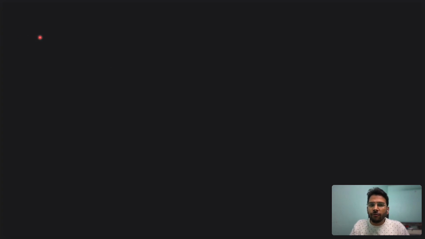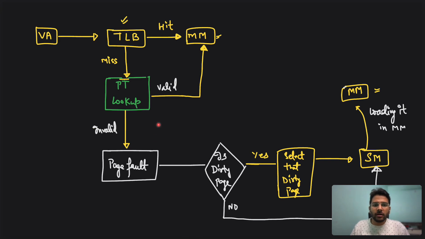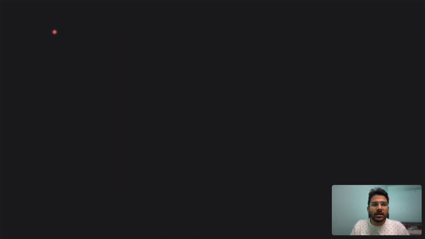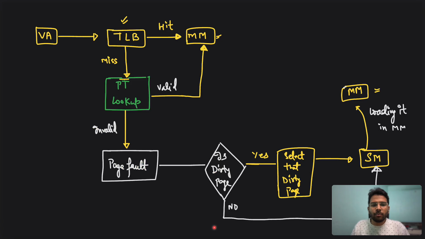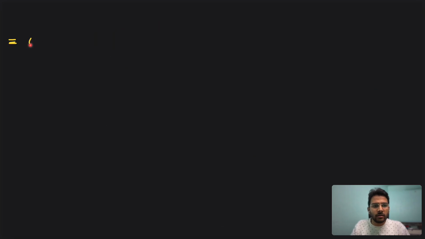So first of all, we know TLB lookup will be done. Either it is a hit or it is a miss. Let's say that it is a hit in TLB. What is the hit rate? TLB hit rate is 95% or 0.95, I can say. 0.95, that is the TLB hit rate.